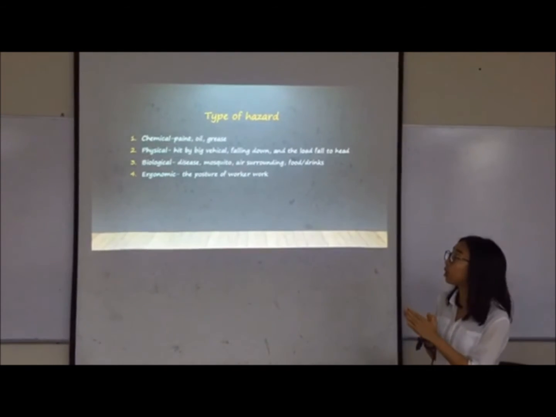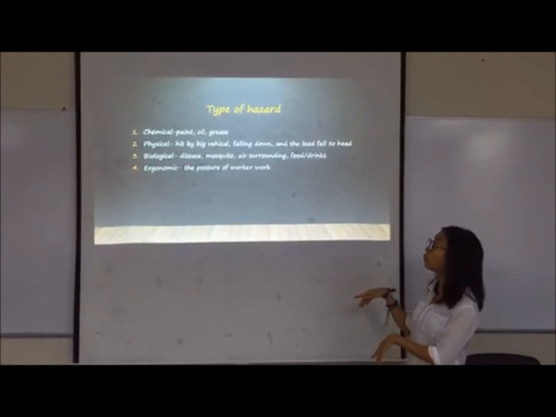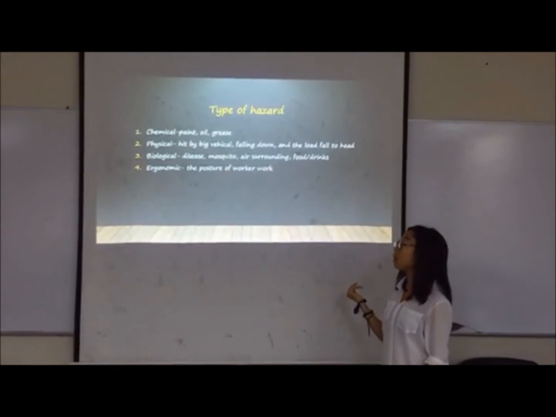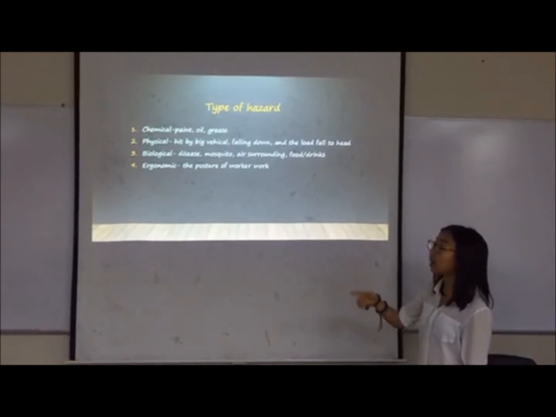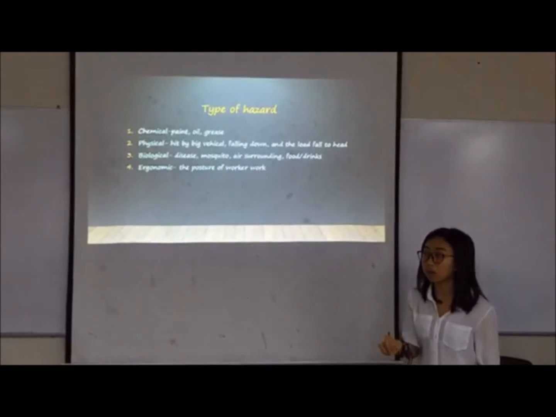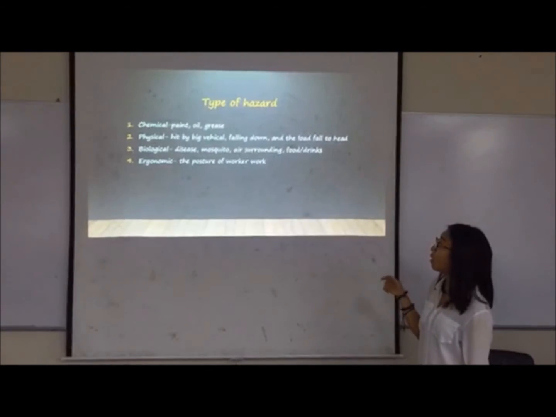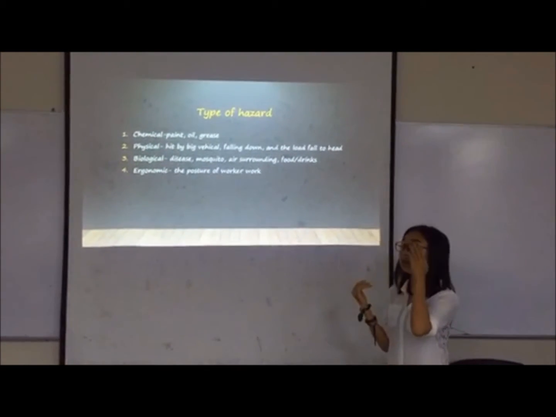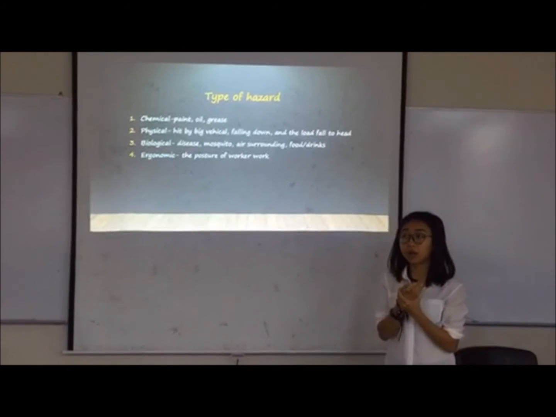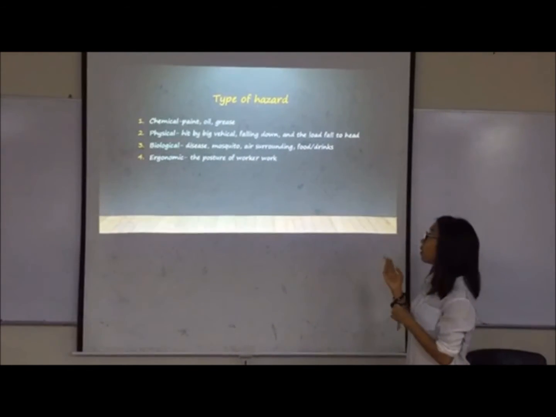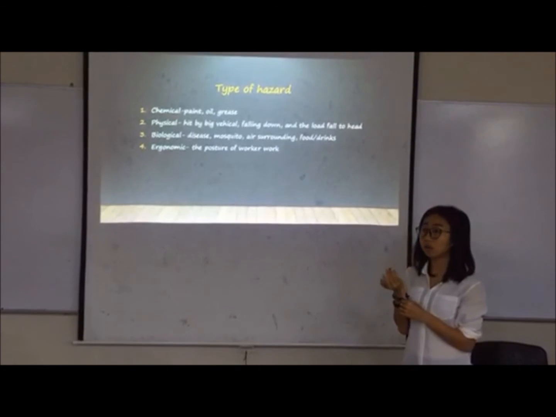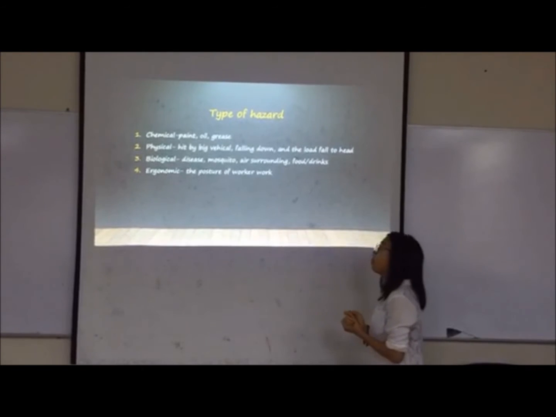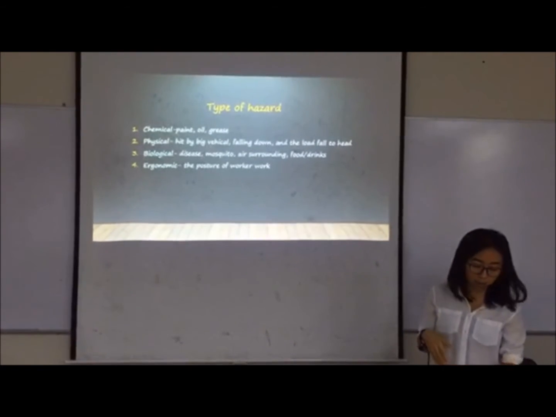And then the biological is related to diseases affecting the health of the workers. For example, mosquitoes, what the workers eat and drink, and the air they breathe. The harmful material in the surroundings will affect the air the workers breathe. And then the last one is ergonomic, which is the posture of the workers, how they actually work.